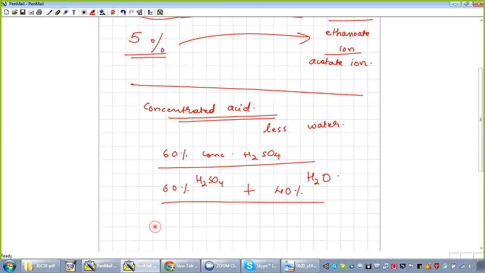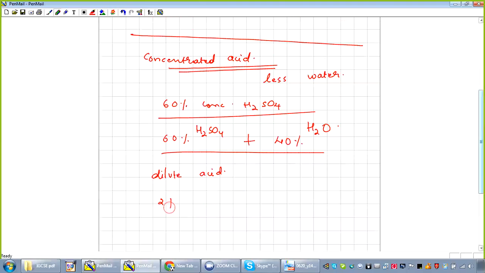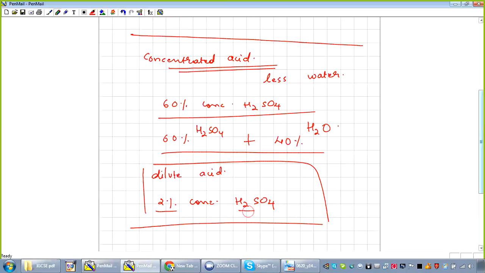When I say a dilute acid, suppose I say 2% concentrated H2SO4, I mean to say that 2% of H2SO4 is there and 98% is water. So that's what a dilute acid is. But remember, this acid is also a strong acid.